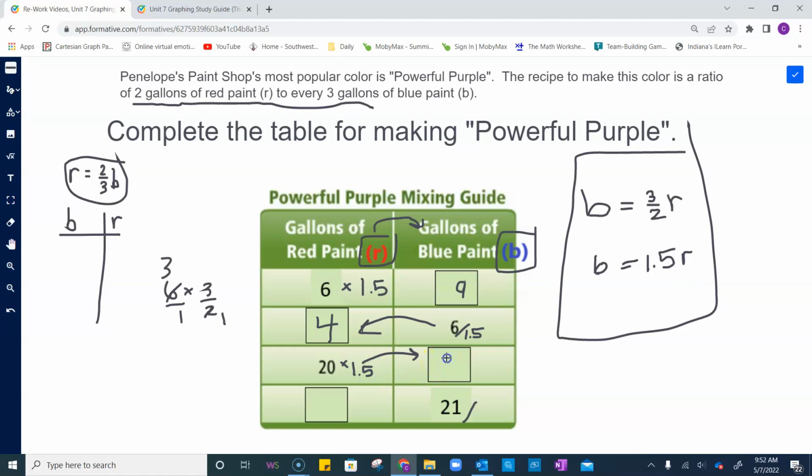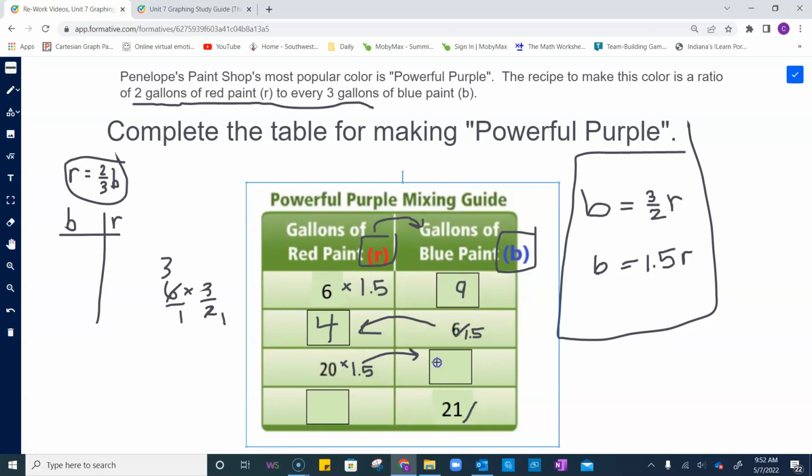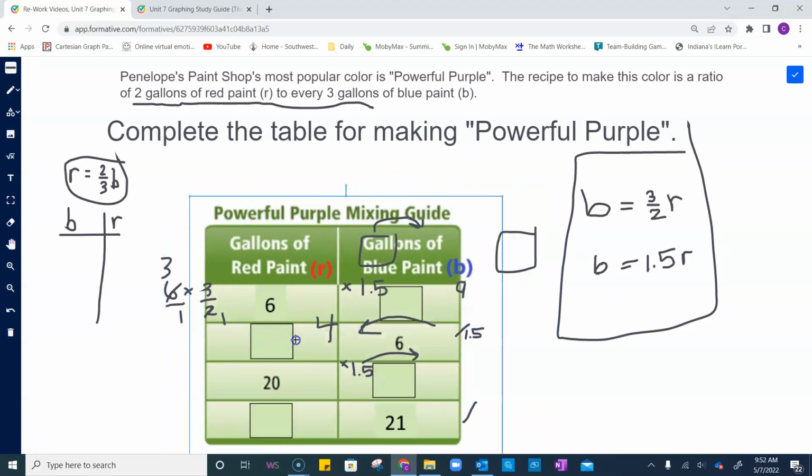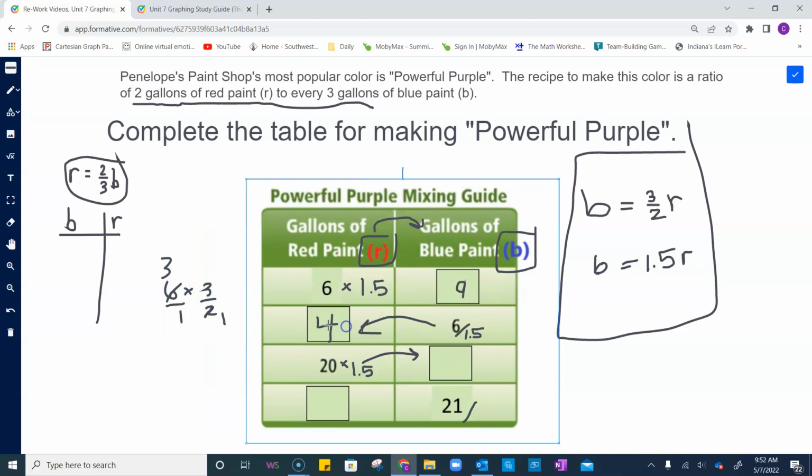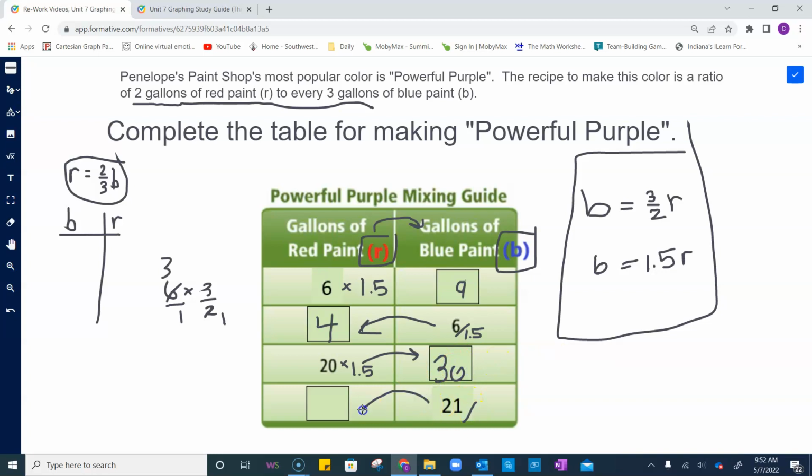And 1.5 times bigger when we multiply 20 times 1.5. Whoops, wrong tool? Whoa, I'm moving everything all over. Let me get it back in place. Sorry. We should get 30. Then we're going backwards, inverse ops, divide by 1.5, and 21 divided by 1.5 is 14.